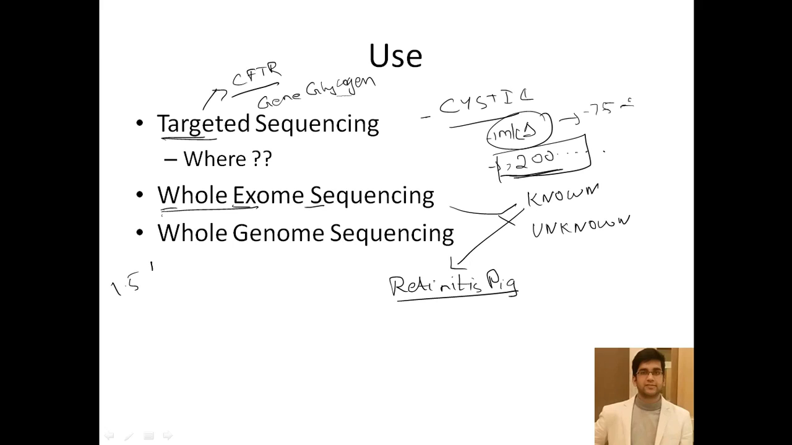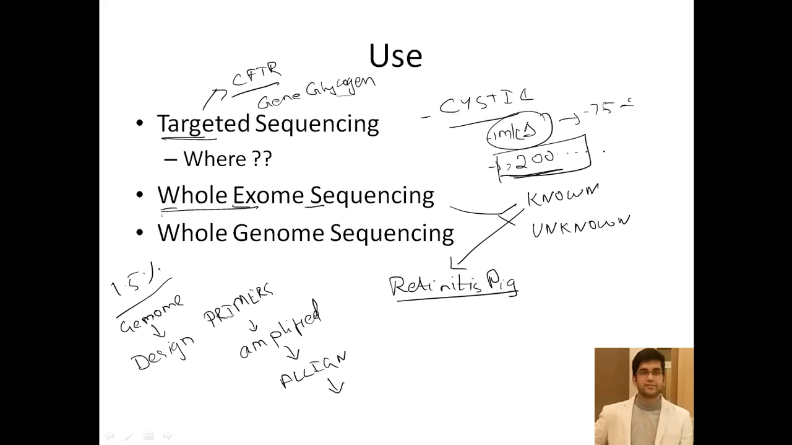The exome accounts for about 1.5% of the whole genome, and I sequence only those parts. How will I sequence those parts? Because I will design the primers, which I said before, only for them. So only the exons will be amplified. If only those exons are amplified, they will align only to the exonic region. So that's called whole exome sequencing.